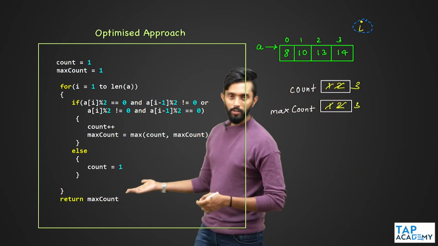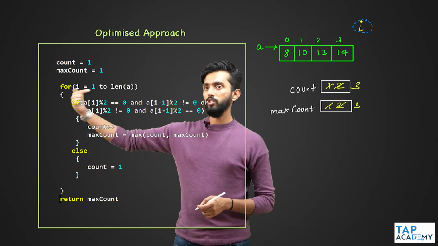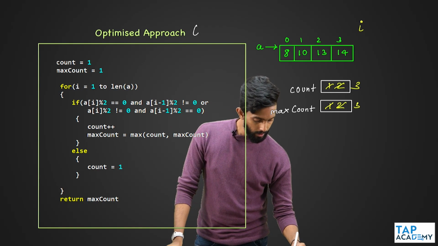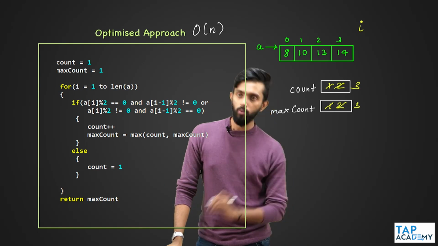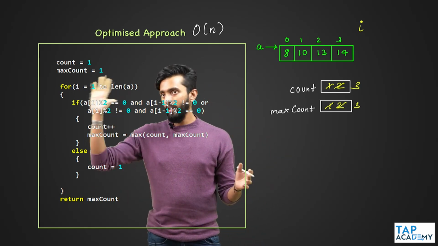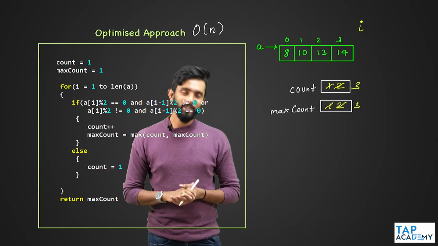I hope everybody understood. So what is the advantage here? Just one loop. And that one loop means this obviously is a big O of n solution. I hope you're able to understand. Okay, good. Now, what are we waiting for? Let's write this code and see whether it really works.